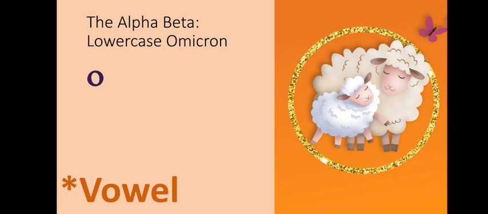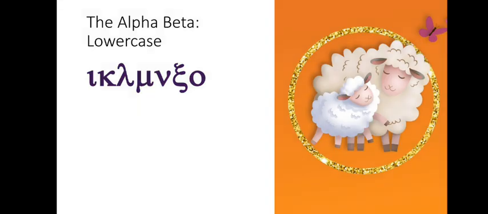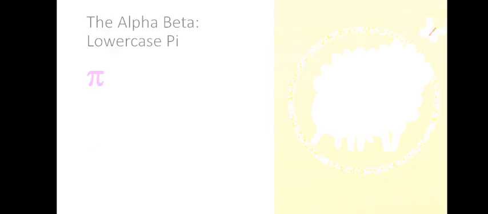Omicron is a vowel, so that makes it important. Very easy to remember because it looks similar to our English O. This is the short O though. This is not like omega. This is the ah sound, like omicron. And to review, iota, kappa, lambda, mu, nu, xi, omicron. And we're going to have a review video as well. So this is just an introduction.